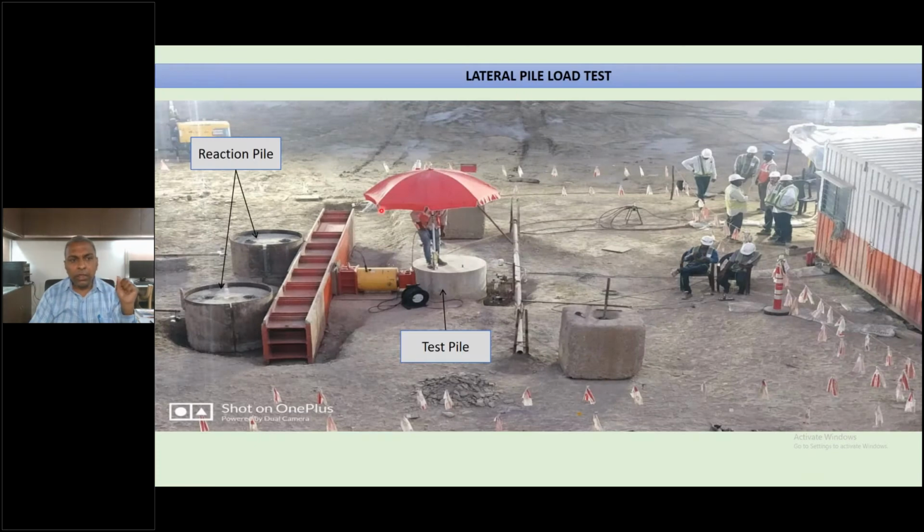This shows the layout of the lateral pile load test. You can see the 2 reaction piles here, and this is the test pile, and load is being exerted for the lateral pile load test. You can see the 2 boreholes here where an inclinometer has been inserted to measure how much inclination is happening.